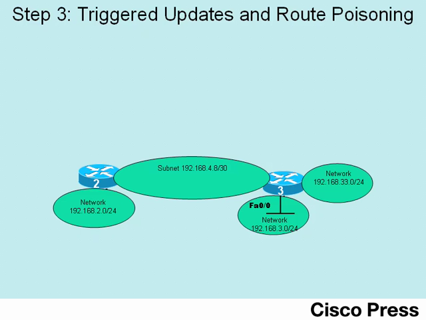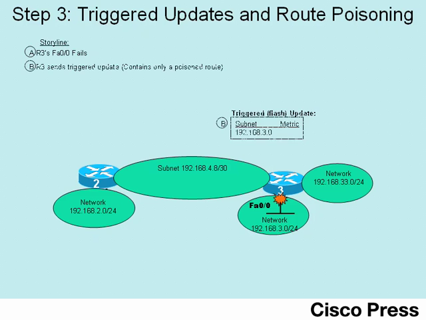Next, we'll move on to step 3 of this video. This step uses a sequence of 3 events that shows how triggered updates, route poisoning, and poison reverse work. First, at step A, you see that R3's Fa0/0 interface fails. So R3 immediately reacts, sending a triggered update. Triggered updates by their nature being sent in reaction to some change, typically a failure in the network.